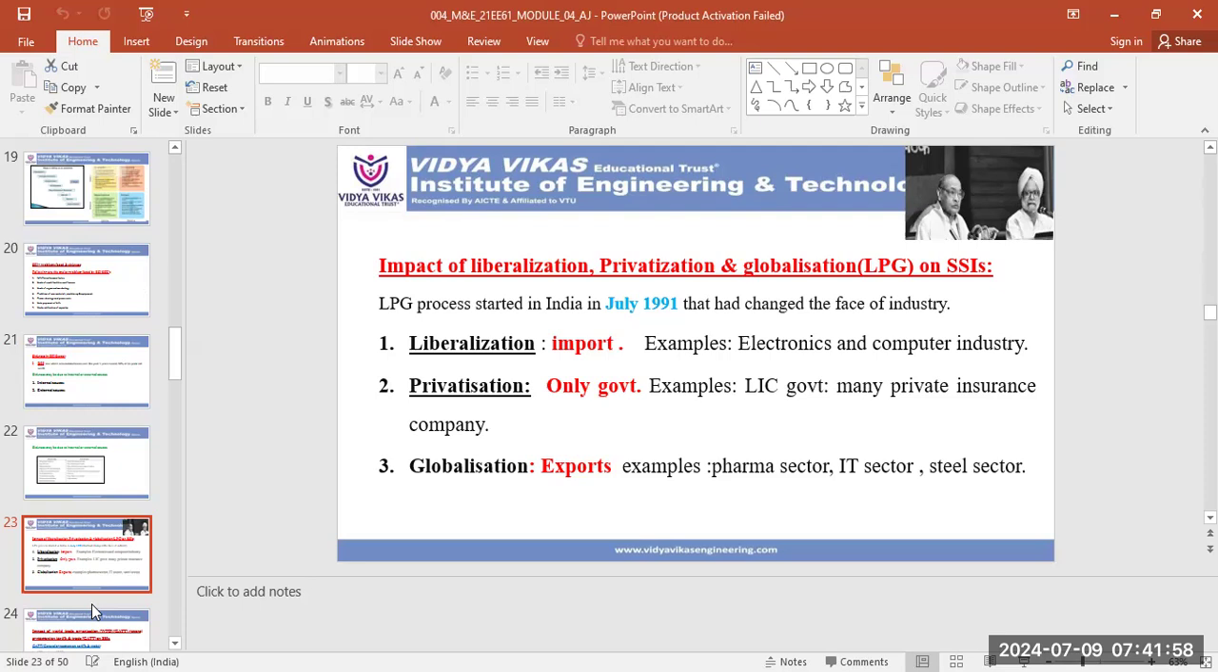Globalization has helped in setting up many small scale industries. It made possible the export of goods produced in small scale industry. Industries and service providers are going global from India: pharma sector, IT sector, steel sector. These are all different examples of globalization. Liberalization mainly concentrates on import, privatization mainly concentrates on private participation, globalization mainly concentrates on export from India. These are all the LPG concepts.